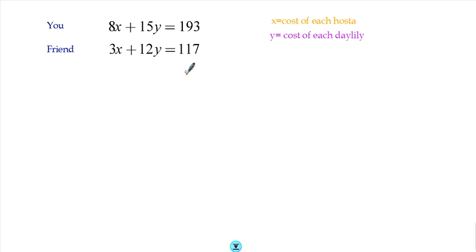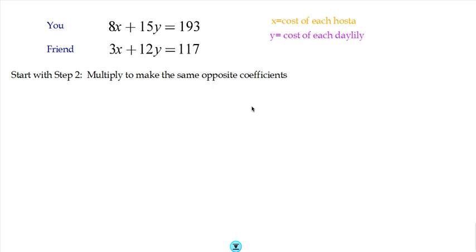Step 2 is to make the equations have the same opposite coefficients. If you look at the coefficients in front of x, you have 8 and 3. They're not same opposites. 15 and 12 are not same opposites. So that means we're going to start with step 2.